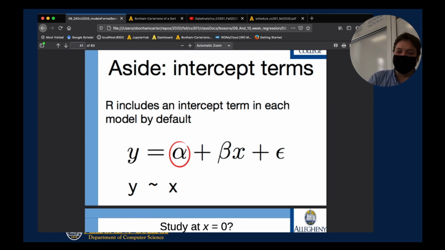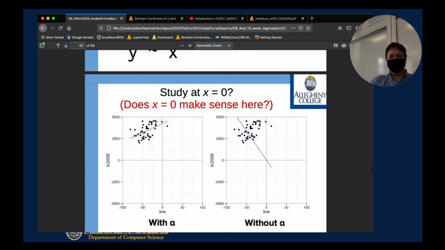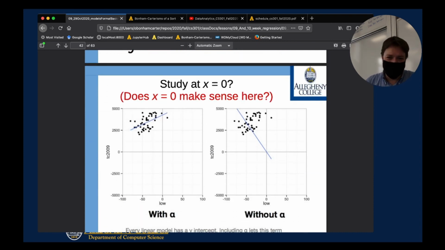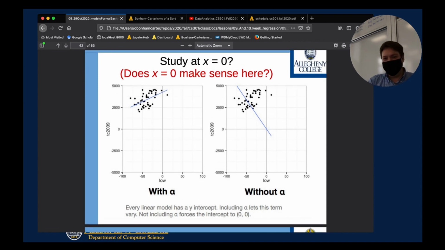That was the textbook. But b is your intercept, and that's saying that when x is equal to 0, what is y doing? So here we have two different plots of the same data, where one line is going through the intercept, where x is equal to 0, and the other one is going without this intercept here. So we have to ask ourselves, do I need an intercept or do I not need an intercept?